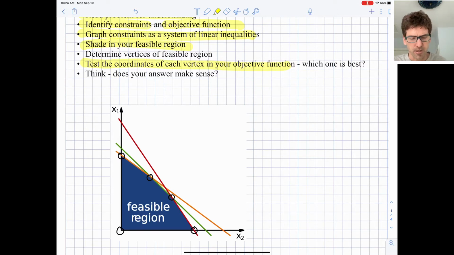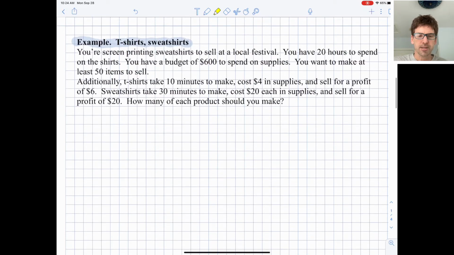So we'll look through that in an example as well, but you need to remember that your best possible outcome will always occur at one of the vertices of your feasible region, one of the corners of your feasible region. All right, so let's look at this scenario.